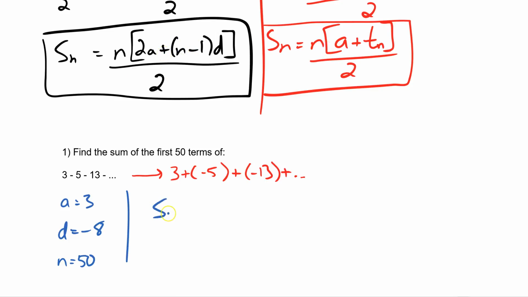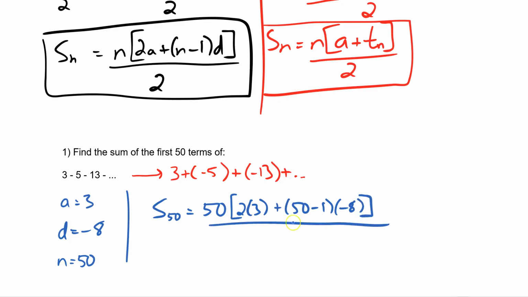So we can figure out the sum of the first 50 terms by taking 50, multiplying it by 2a, so 2 times 3, plus n minus 1, 50 minus 1, times d, negative 8, and then dividing by 2. Now you don't have to show me any work in the middle. You can just give me the answer. This would add to 9,650. And there's our answer.